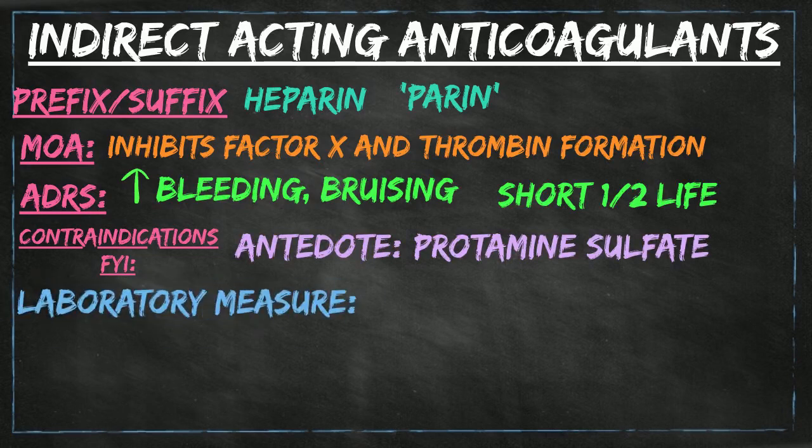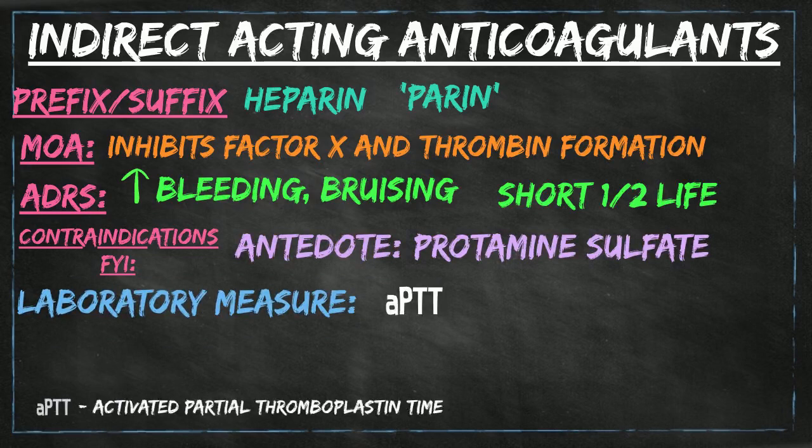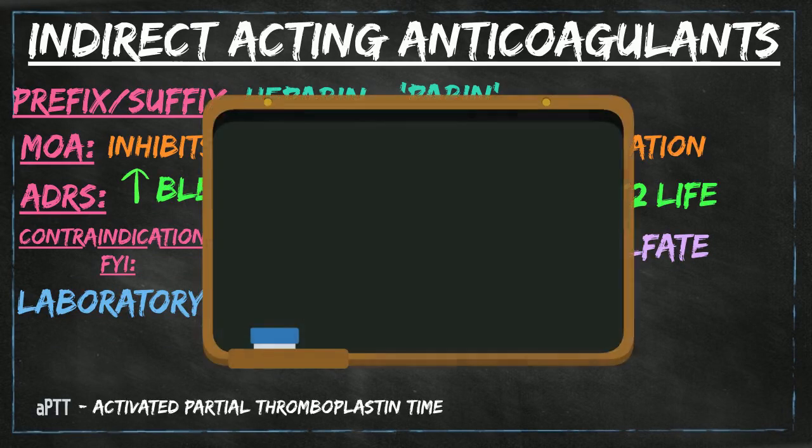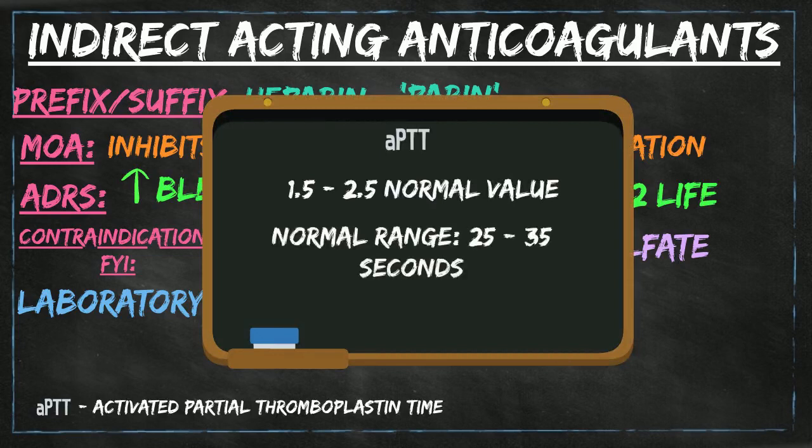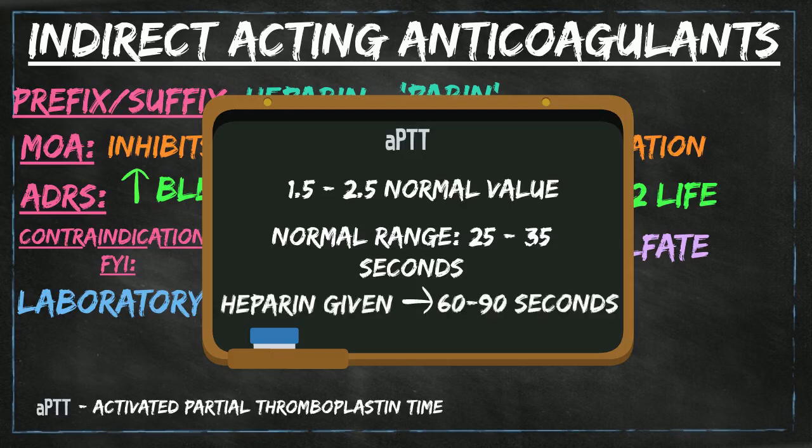To monitor the effects of heparin, a PTT is a laboratory test that provides objective information regarding clotting times. In general, clotting time should be 1.5 to 2.5 times the normal control value. For example, a normal PTT range is 25 to 35 seconds. If heparin is administered, the PTT range might increase up to 60 to 90 seconds.